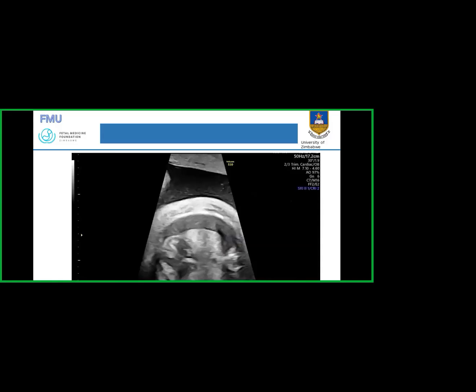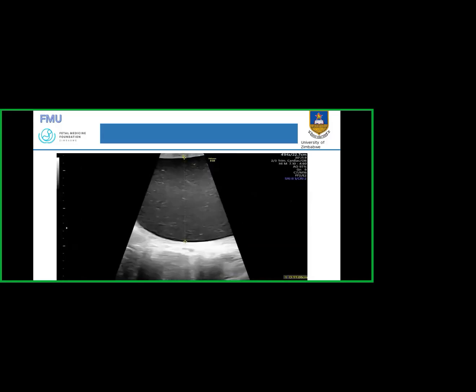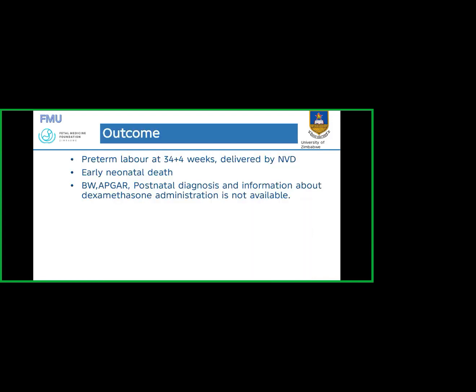The pleural effusion in the chest persisted. The polyhydramnios also persisted, the deepest pool being 11.08 centimeters. As for the outcome, unfortunately she went into preterm labor at 34 plus 4 weeks and delivered vaginally, and the infant succumbed to the condition with early neonatal death.